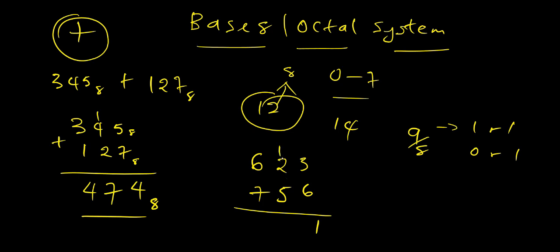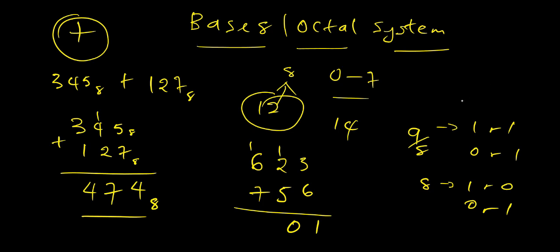So we have 5 plus 3, which is 8. So divide again. We have 8 divided by 8 is 1 remainder 0, and then we have 0 remainder 1. So we're going to write down 0. And we're going to carry the 1. We have 6.